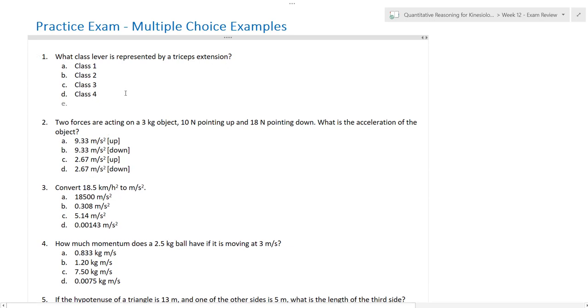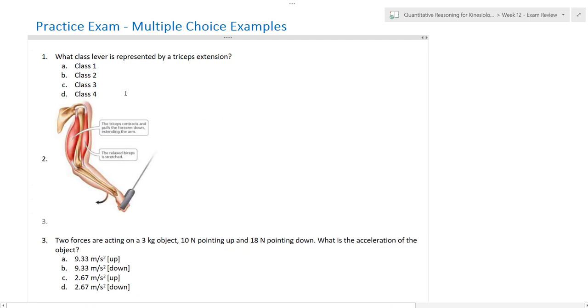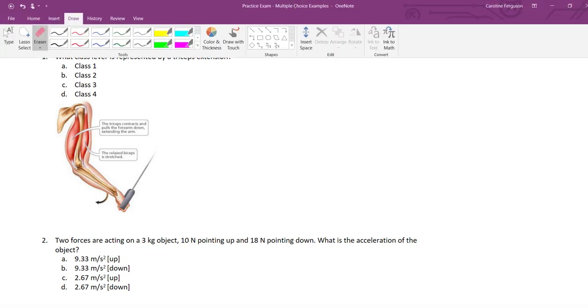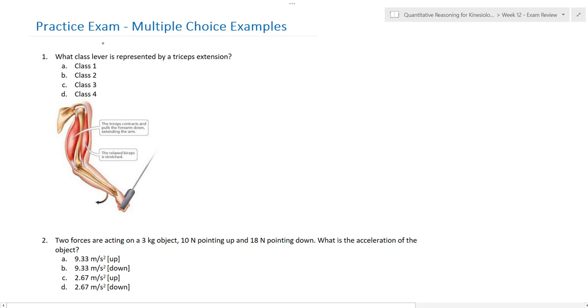Okay, so I'm just going to draw or paste in here an image showing what a tricep extension looks like. Now let's think about what class lever this is. In order to figure out the class, you need to think about where the fulcrum is located, where the load is, and where the effort force is. The fulcrum is located right at the joint, which is right here. So I'm going to label that with a little triangle and an F for fulcrum.